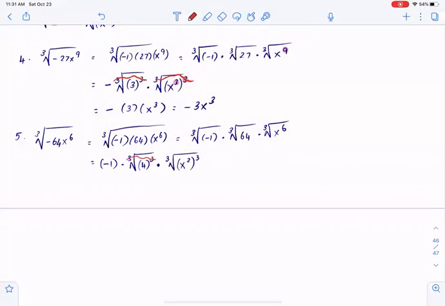The root and the cube will get cancelled. So we will end up having -1 multiplied by 4 multiplied by x squared. So the answer is -4x squared.